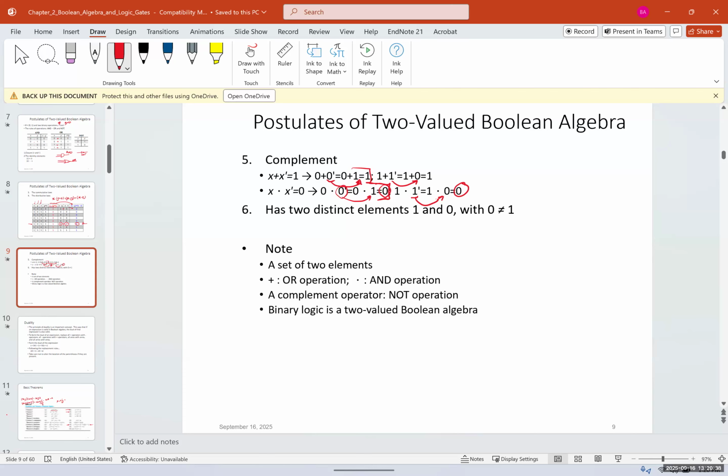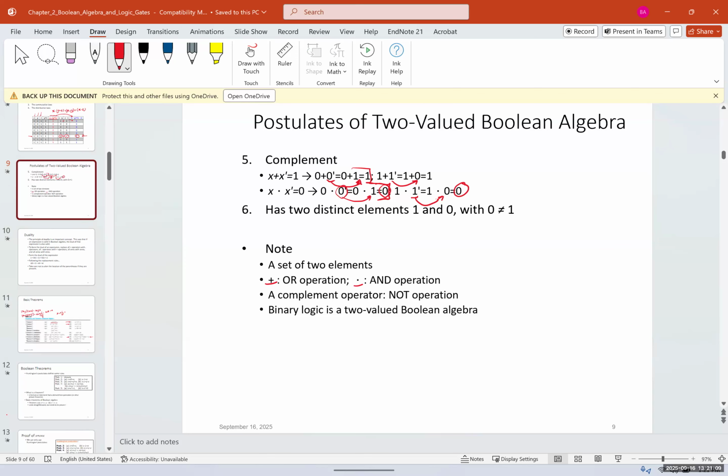The sixth postulate is that the Boolean algebra has two distinct elements, 1 and 0, with 1 always opposite to 0. And some notes: a set of two elements. The plus is the OR operation, and the dot is the AND operation. A complement operator is the NOT operation, and binary logic is a two-valued Boolean algebra.